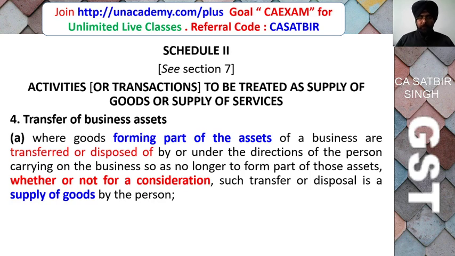Transfer of business asset, where the goods forming part of the asset of the business are transferred or disposed of by or under the direction of the person carrying on the business, so as no longer to form part of those assets, whether or not for a consideration. Such transfer or disposal is supply of goods by the person. So this will be supply of goods, not supply of service.